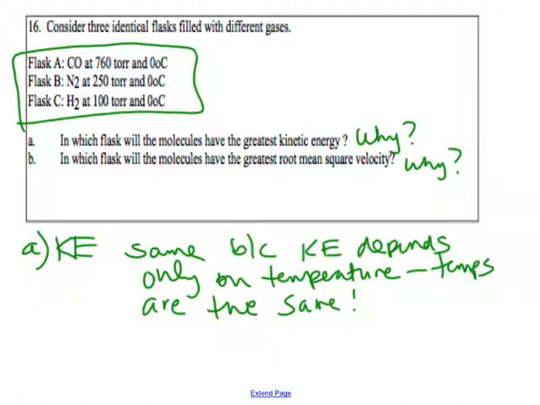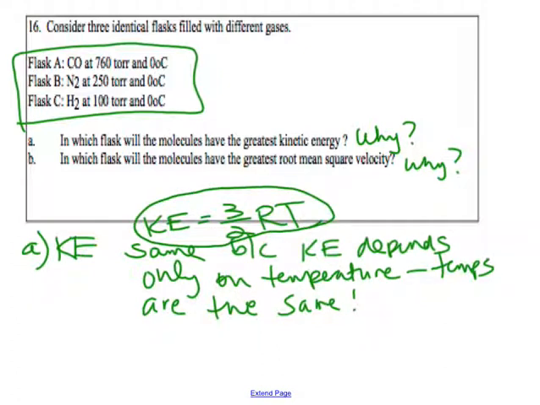If you like formulas and if physics has already pounded 3/2 RT into your brain, you can write that. Again, I'm not providing it for you unless I'm having you do math with it. It's one that you don't have to memorize. But you can just write this, point to that, and say temperature same, and you're done. Because that is the why. So whichever way you want to do it is going to be acceptable. I don't care. All right, that's A. What about part B?